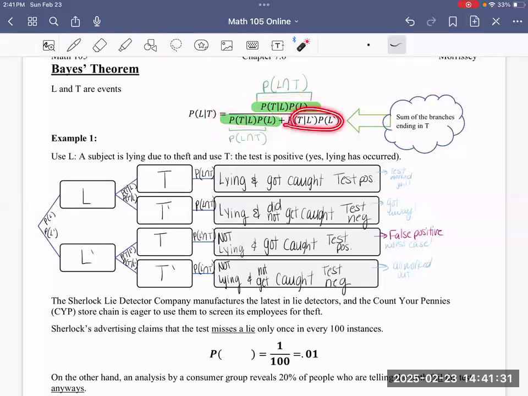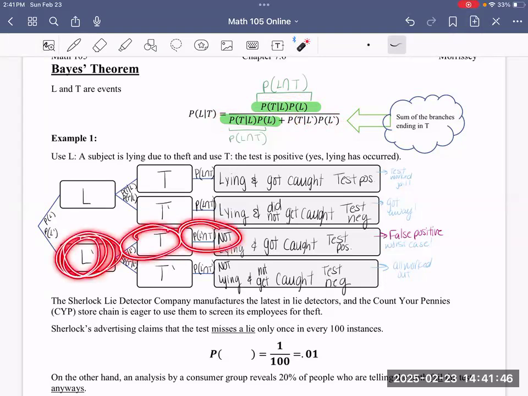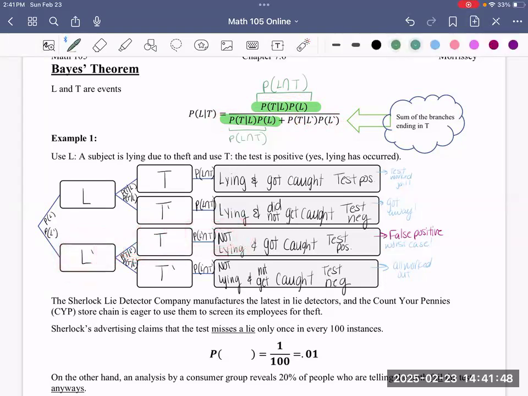Now, this last branch here is somebody that did not, in fact, lie, but the test still believes that they are lying, that they are getting caught. That is your false positive here. Somebody is not lying, but the test believes you are. So therefore, this one is the probability that you're not lying and the test thinks you're lying. This is that false positive scenario, your worst case.